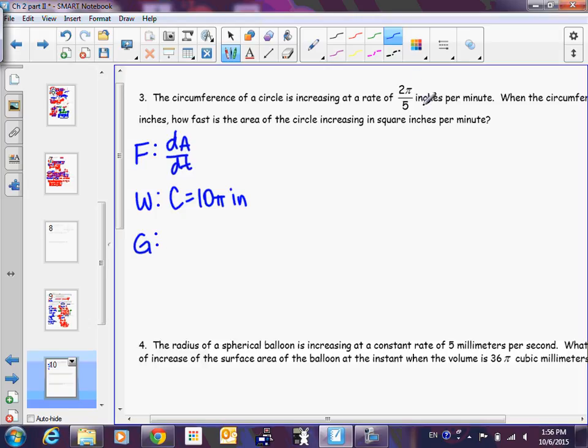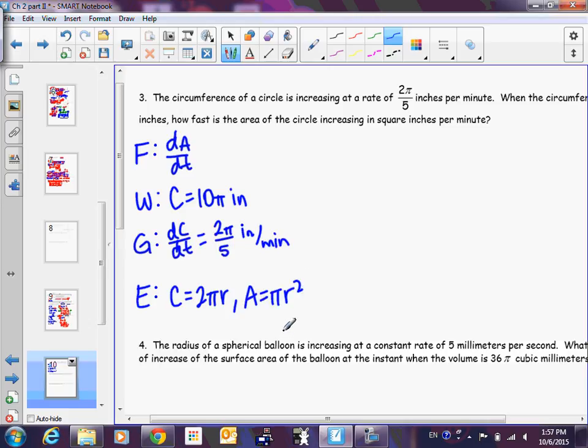Okay, what else was given? This 2 pi over 5 is representing what? The rate of change of circumference. So we write that as dC over dt, and that's going to be 2 pi over 5 inches per minute. The units are good. They're both in inches, so we're good. And because this has circumference and area, let's write both formulas. C equals 2 pi r, A equals pi r squared. These are formulas you should definitely know.